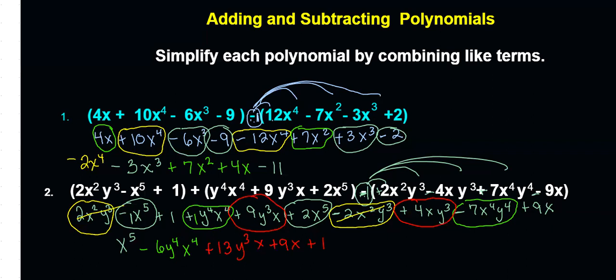If you just remember when you're looking for the like terms to circle the sign in front of it. You're just carrying the variables and the exponents along. So you're either adding or subtracting the numbers out front.